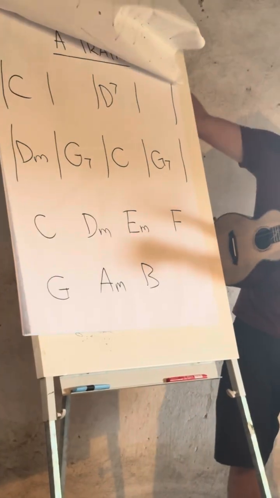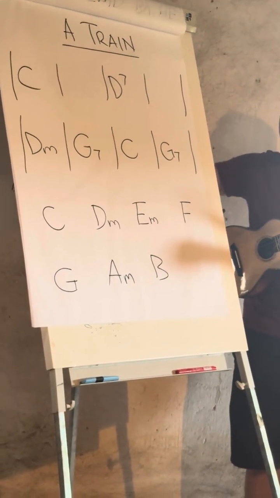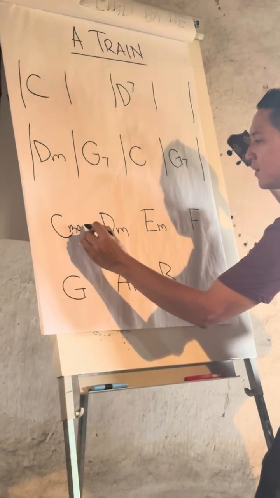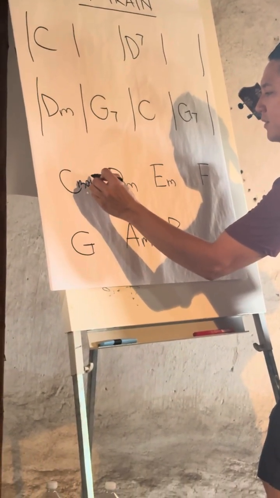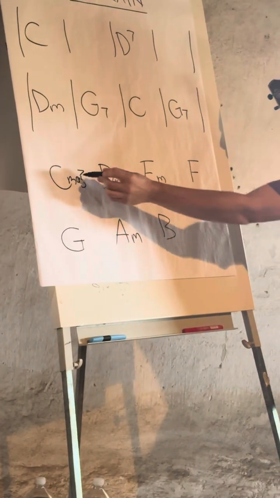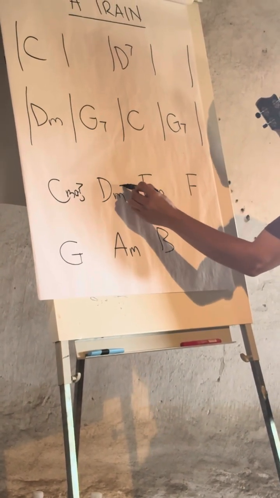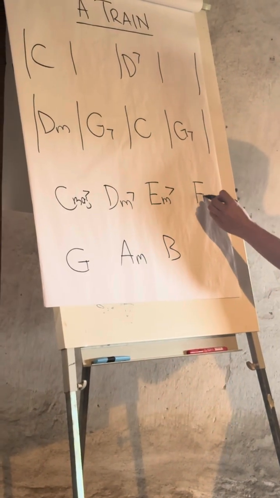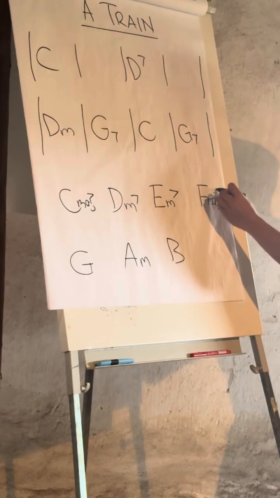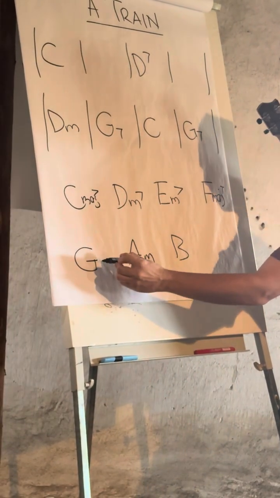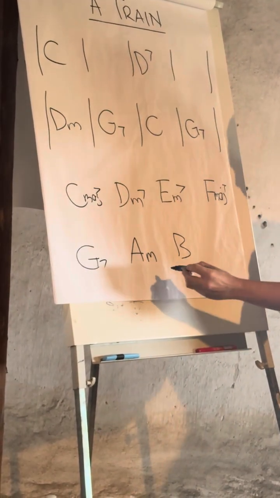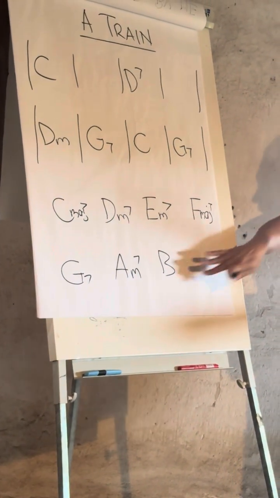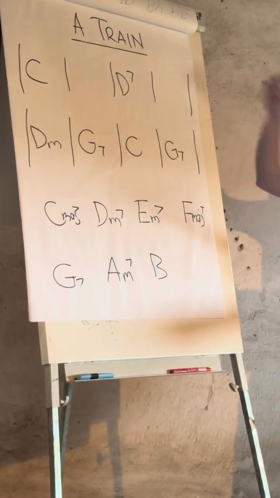Now, to get the diatonic chords for 7th chords, C becomes C major 7. That's ugly, terrible. D minor becomes D minor 7. E minor becomes E minor 7. F becomes F major 7. G becomes G7. A minor becomes A minor 7. Now the last one, B: the diatonic chord was B diminished on the triad.